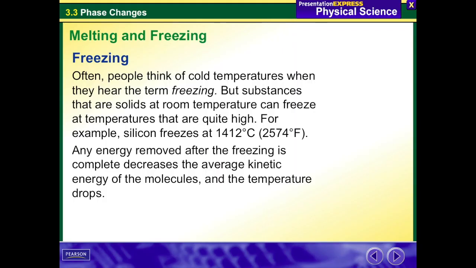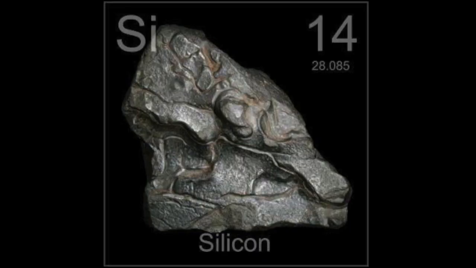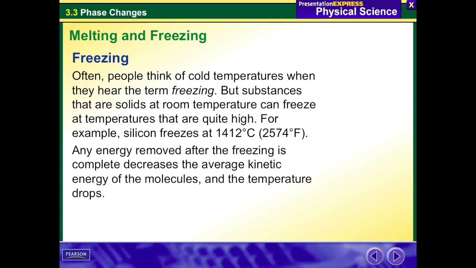Often, people think of cold temperatures when they hear the term freezing. But substances that are solids at room temperature sometimes freeze at temperatures that are quite high. For example, silicon freezes at 1,412 degrees Celsius. Metals have very high freezing points. That's why we always see them as solids, except mercury, I suppose. Any energy removed after the freezing is complete decreases the average kinetic energy of the molecules, and the temperature drops.